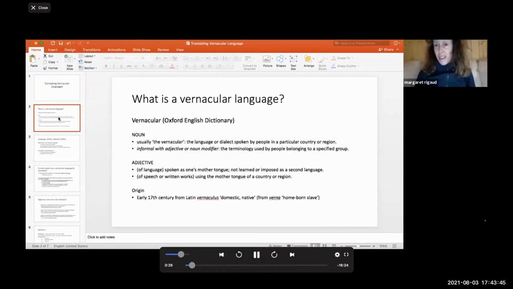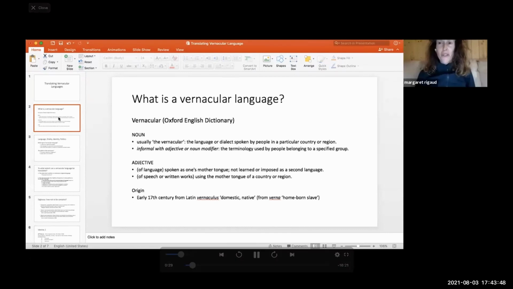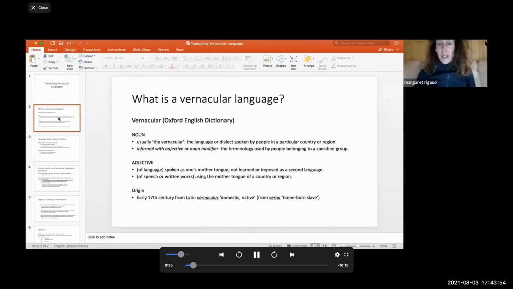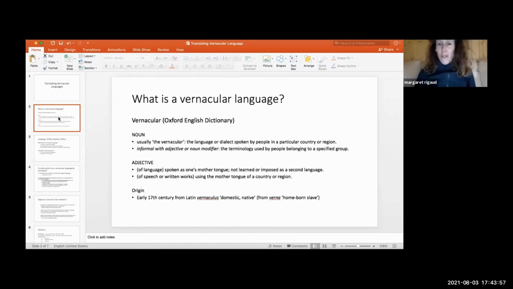I'm going to just start with the Oxford English Dictionary definition of the word vernacular. So in noun form, usually the vernacular, we speak of the language or dialect spoken by people in a particular country or region. So already that first layer of the definition of the word vernacular is quite loaded with that phrase language or dialect, which is already a distinction that's been challenged by a number of people. One of my favorite quips is, a dialect is a language without an army and a navy.